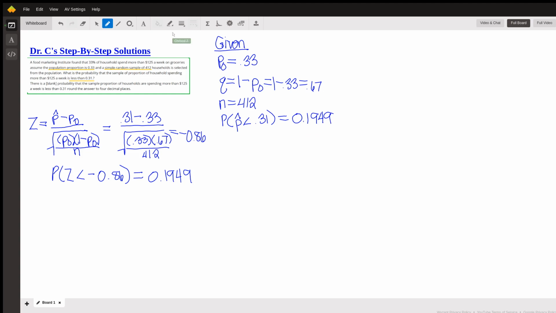So this would be your answer. To put it in context of the question, there is a 19.5% probability that the sample proportion of households spending more than $125 a week is less than 0.31. It says round to four decimal places. So this would be your answer.